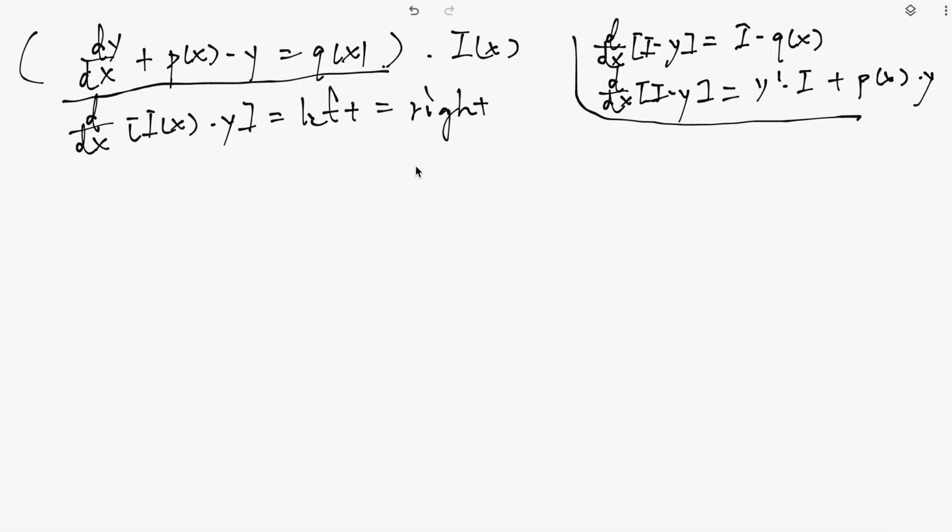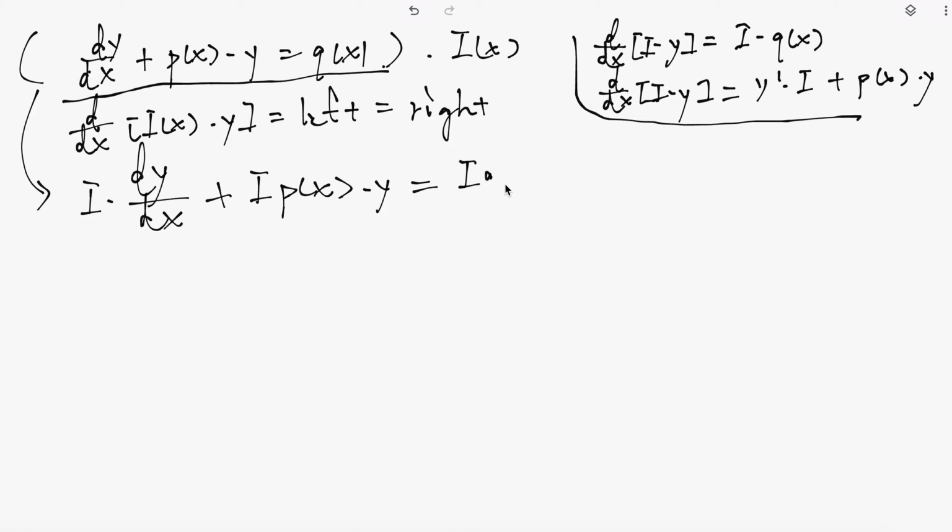So the first operation here is to multiply both sides of the equation by the function I(x). I has a very specific definition: the derivative of I(x) times y is equal to the left side of the equation and the right side of the equation. Let me write this out. I times dy over dx plus P(x) times y is equal to I times Q(x).